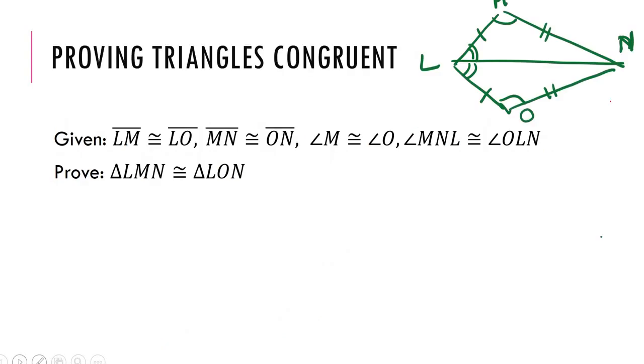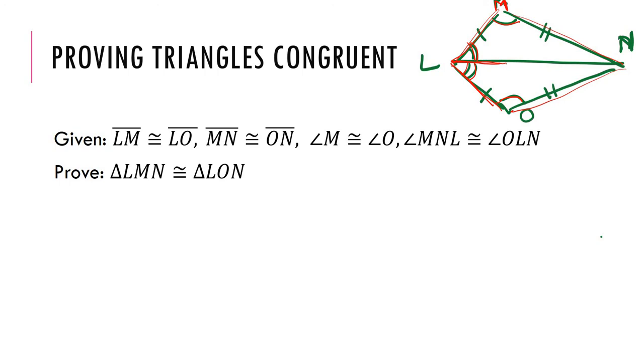So here's a nice little picture. That's an M up top, sorry, it got cut off. Given from the diagram, LM is congruent to LO. MN is congruent to ON. So I've got two of my three sides congruent. And angle M is congruent to angle O. And MNL is congruent to NLO or OLN. Those are congruent. So that's all given.